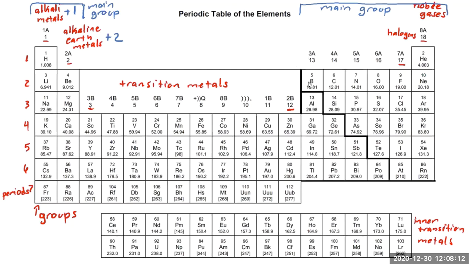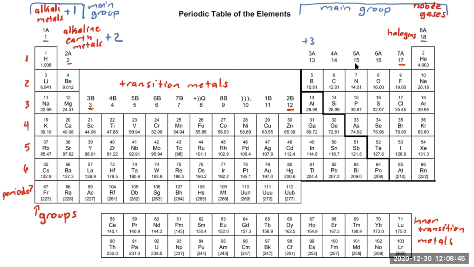For group 13, if I have aluminum and it loses 3 electrons, it goes from 13 electrons down to 10, same as neon. So group 13 tends to form a +3 charge. Group 14, or 4A, it can either gain 4 electrons or lose 4 electrons. It's right in the middle there, so it tends to be either a +4 or -4.